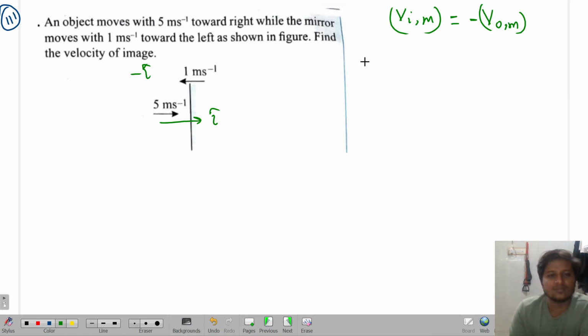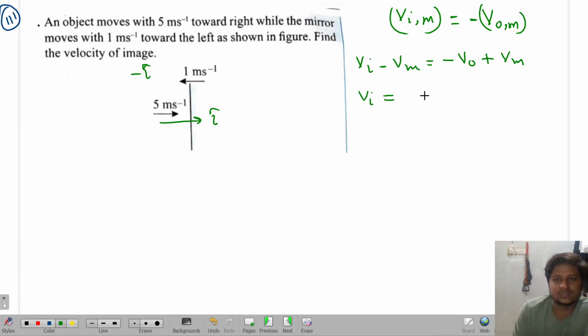Now, velocity of image with respect to mirror is velocity of image minus velocity of mirror, equal to minus velocity of object plus velocity of mirror. Velocity of image is nothing but minus of velocity of object plus twice the velocity of mirror. Now, minus of velocity of object, it is towards I cap, so minus 5. Plus 2 into velocity of mirror, which is towards the opposite direction, so it is negative. Since velocity is a vector quantity, it will be minus 1 meter per second. So the answer is minus 7 meter per second.